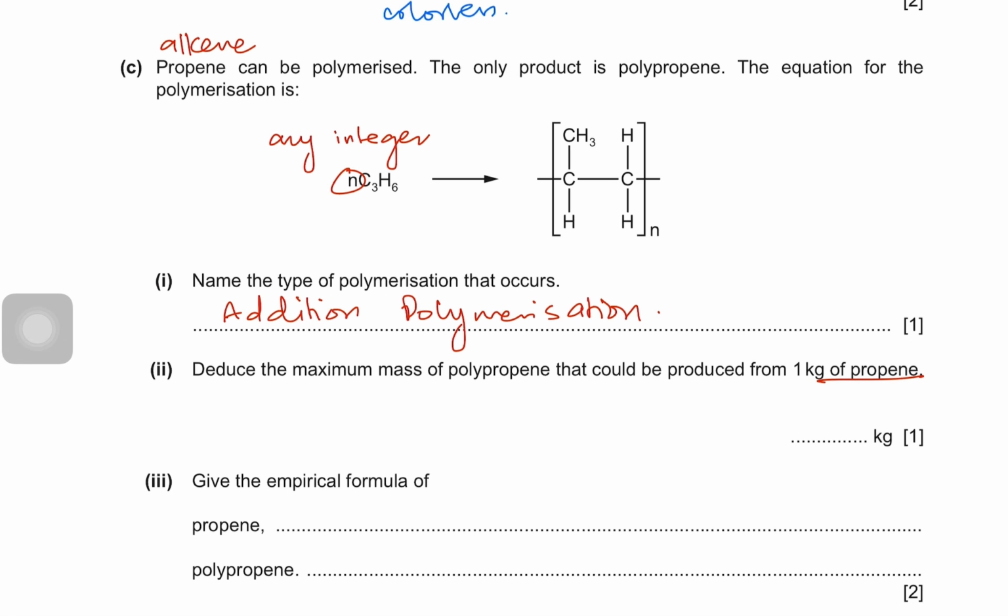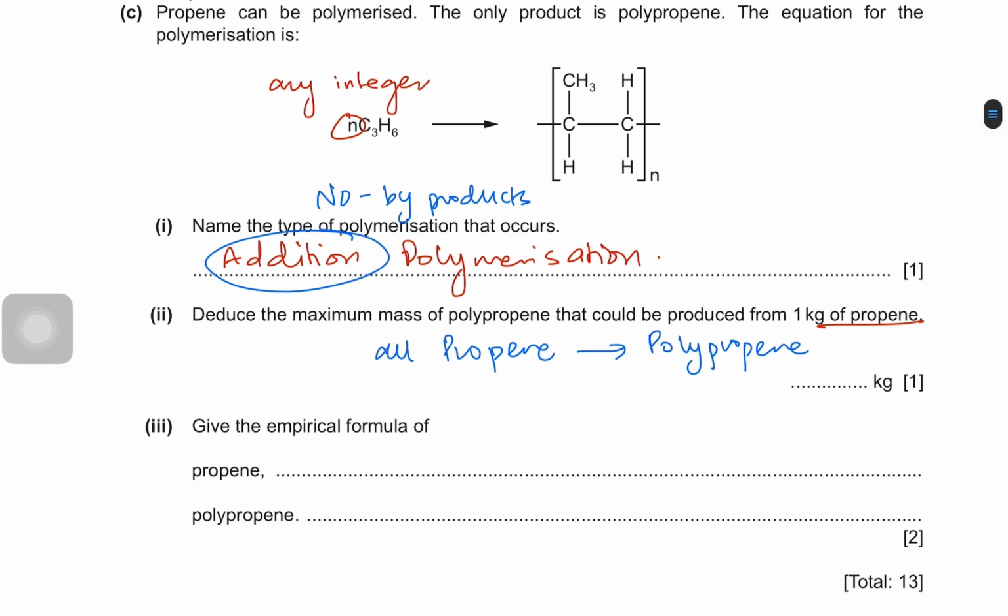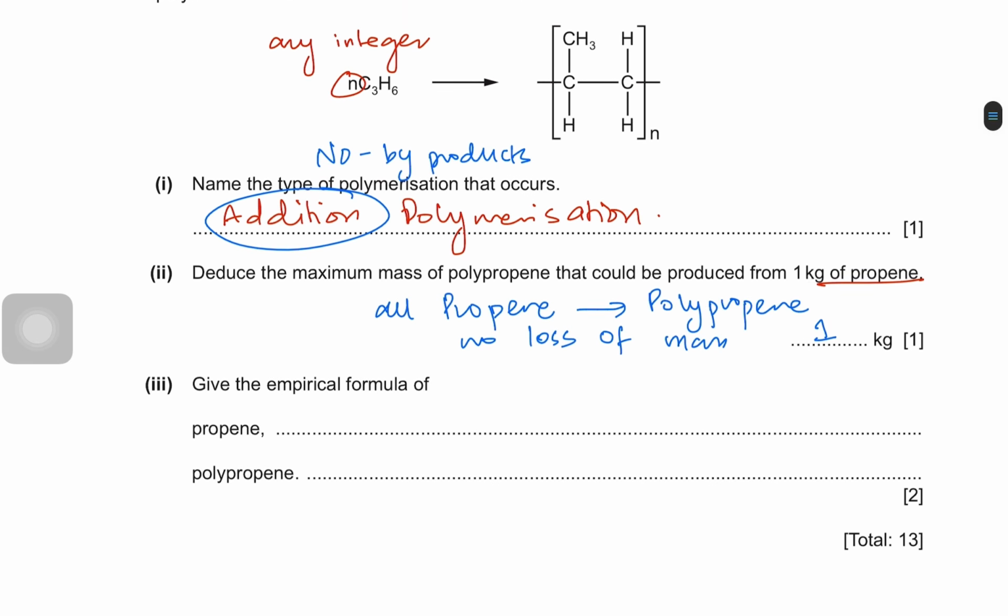In addition reactions, there are no byproducts. No water, nothing. So all propene is only making polypropene. You have no byproduct, so no loss of mass. So you get 1 kg polypropene.